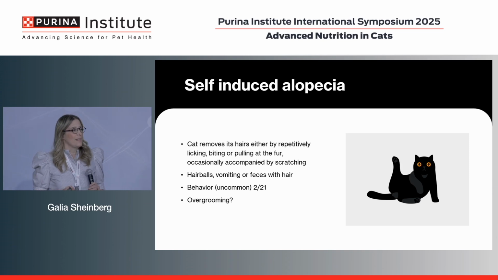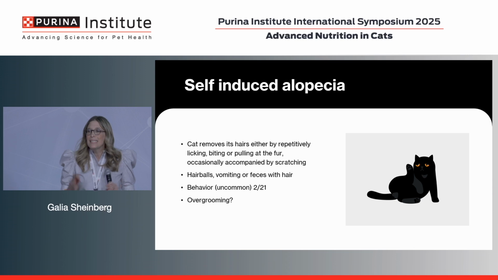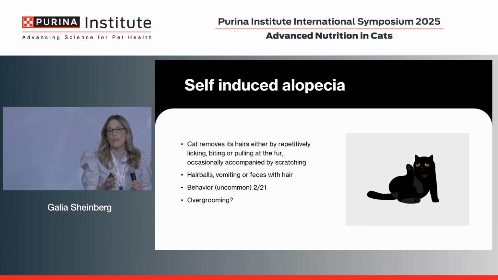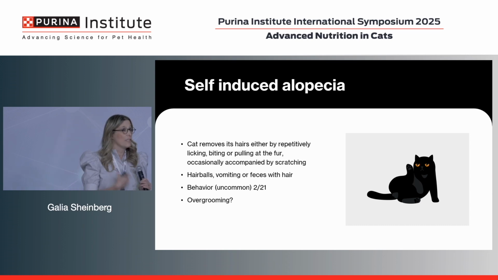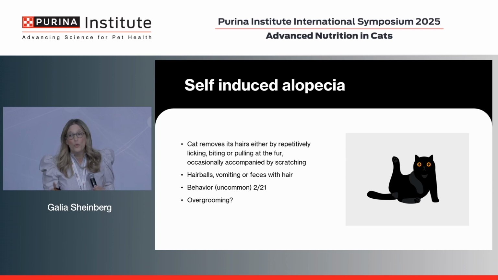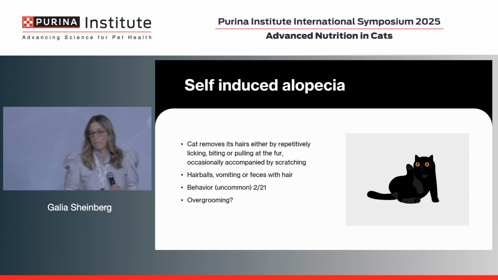Last thing about self-induced alopecia. This used to be called psychogenic alopecia. And I still see many patients that come in being diagnosed for a long time as having a behavior problem. There is a small study, again, only 21 cats with self-induced alopecia, and they were carefully worked up and examined, and only 2 out of 21 had a behavioral component. So we have to take into account the possibility of behavior playing a role, but most commonly there are going to be other causes, mostly allergies in these patients.